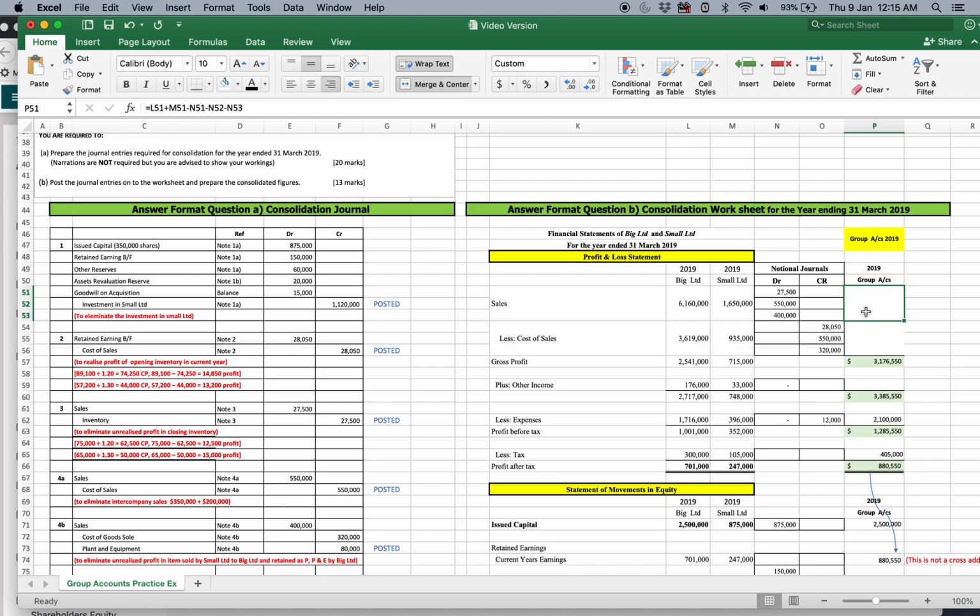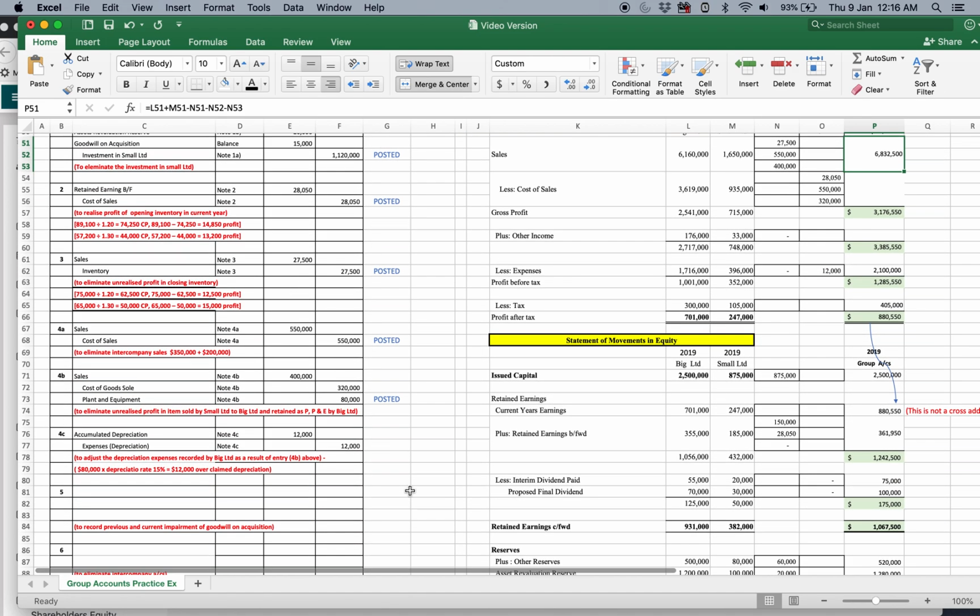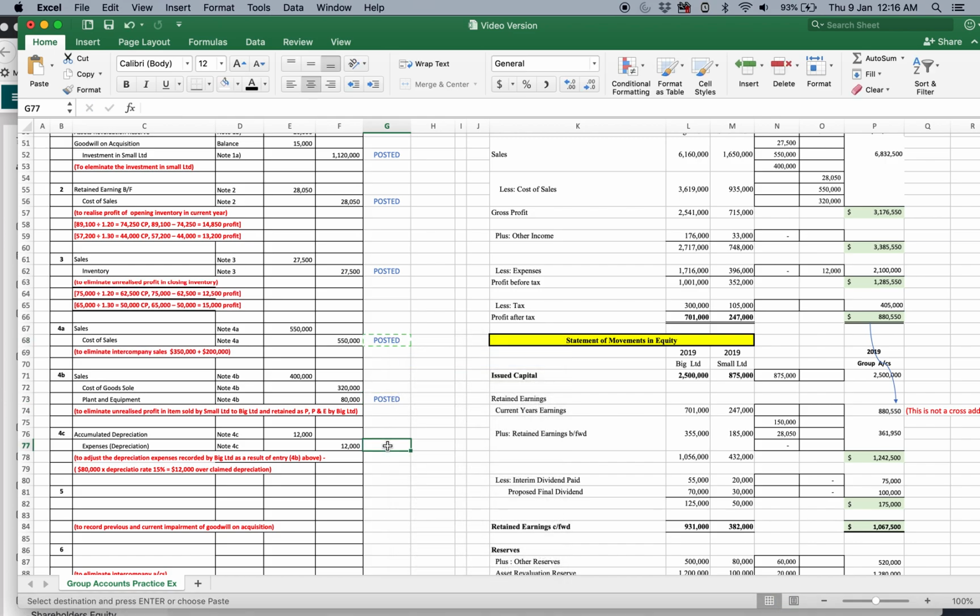There it is there. Okay, so that is that plus that. Because sales is credit, you have to minus that, minus that, minus that. And that gives you the new group sales tally, right? So that's getting rid of all of the intercompany sales and showing the group sales to external parties only. All right, okay. Now, did I post that? I think I did. Okay. All right, so that's that.